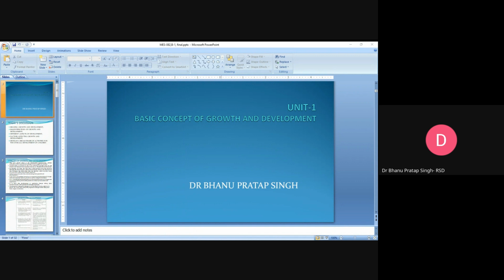So unit 1 of MES 082 talks about the basic concept of growth and development. These are very important phenomena in human beings as well as natural things, because these two actions take place everywhere. Growth and development are a continuous process, even in nature or in all human beings.